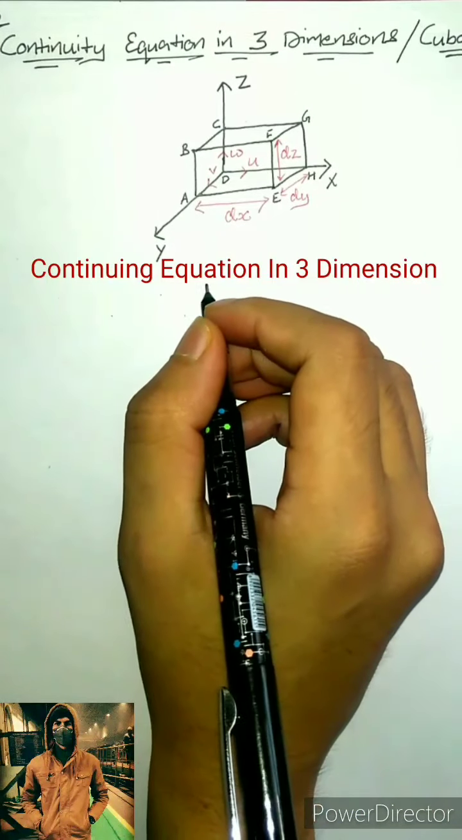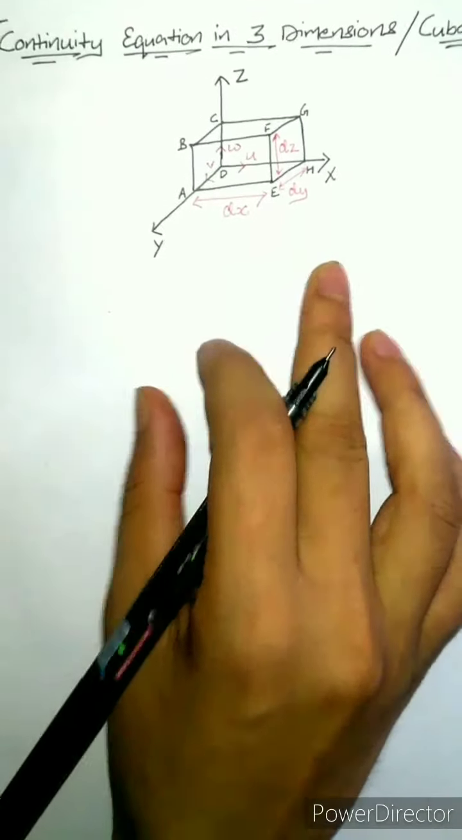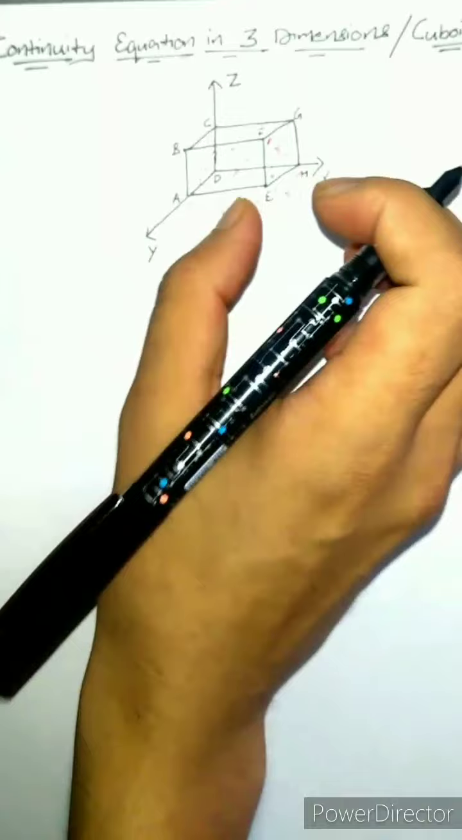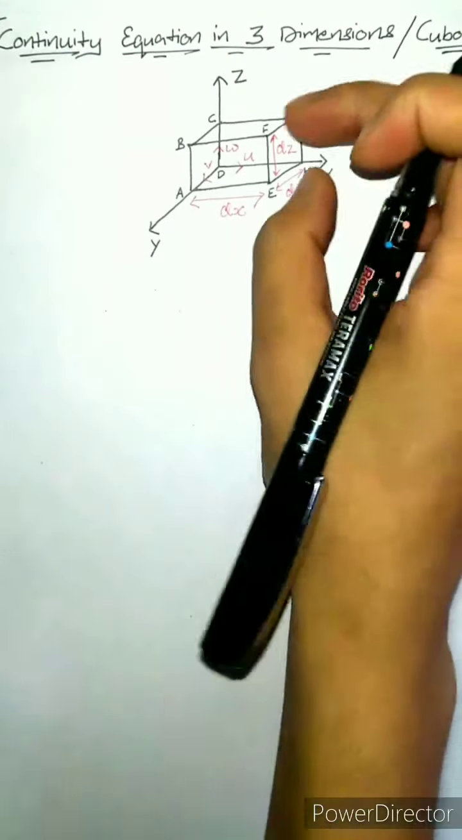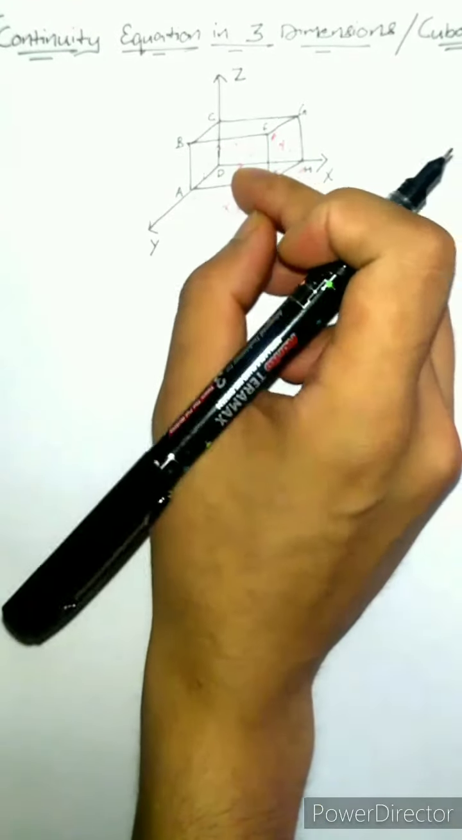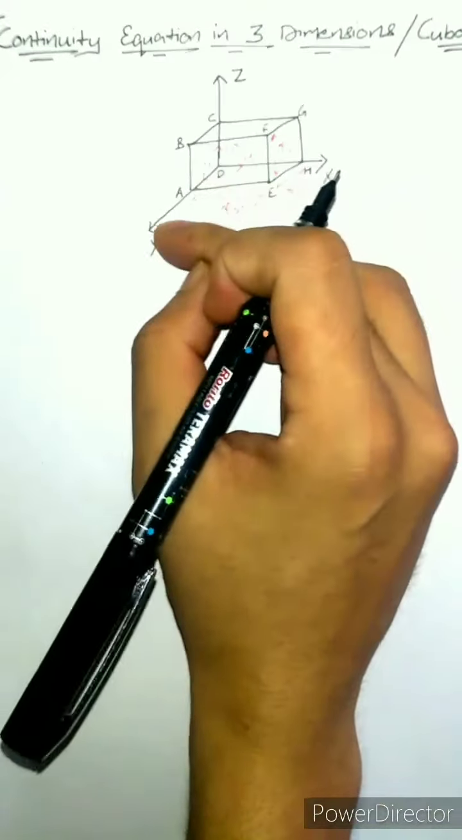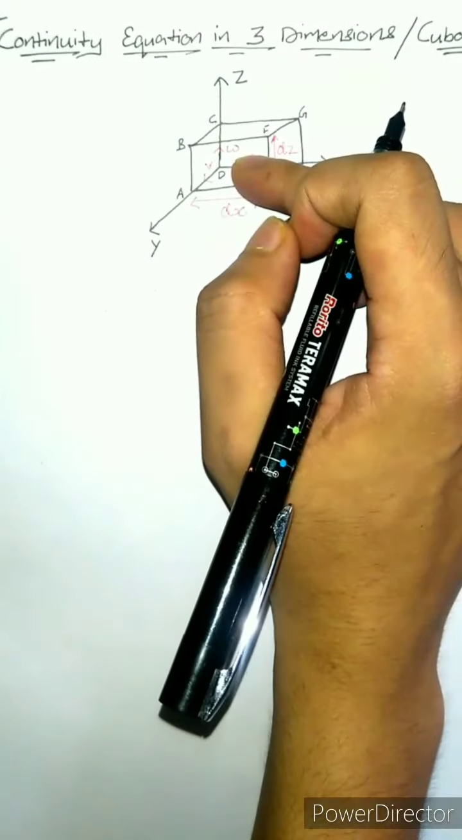Okay, today we are going to derive the continuity equation in three dimensions, or we can say for a cuboidal element. Suppose we consider a small element whose length is dx, width dy, and height dz. The fluid is flowing in the x direction with velocity u, in the y direction with velocity v, and in the z direction with velocity w.